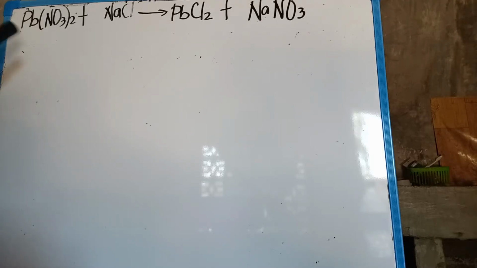So this is our equation. Lead nitrate and sodium chloride react to form sodium nitrate and an insoluble lead chloride compound. That is our equation. All you have to do is calculate the volume of the lead nitrate.